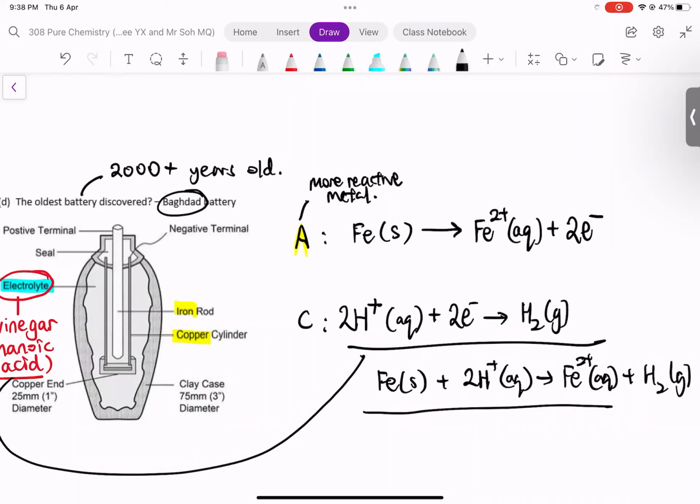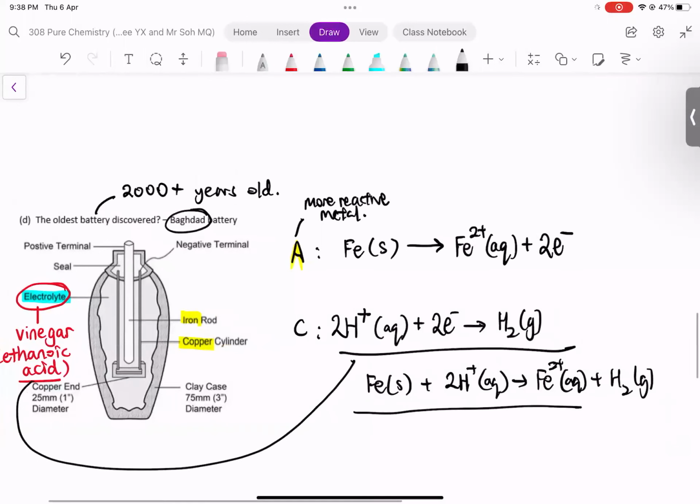Okay, so this is actually the oldest battery discovered. Scientists are unsure whether this was used as a battery or not. They are not sure if the ancient civilizations knew how to use this to power up light bulbs. I don't think there were light bulbs 2,000 years ago, but perhaps they might have used this for other purposes. Okay?